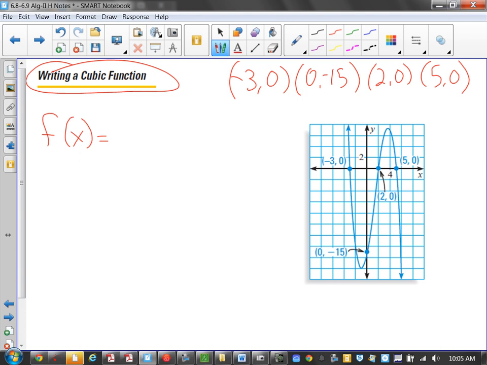Now, when you're given these things, you will always be given a certain number of zeros and usually another ordered pair. Because what happens is these functions are always going to follow the same pattern. Some value a, doesn't matter what it is.